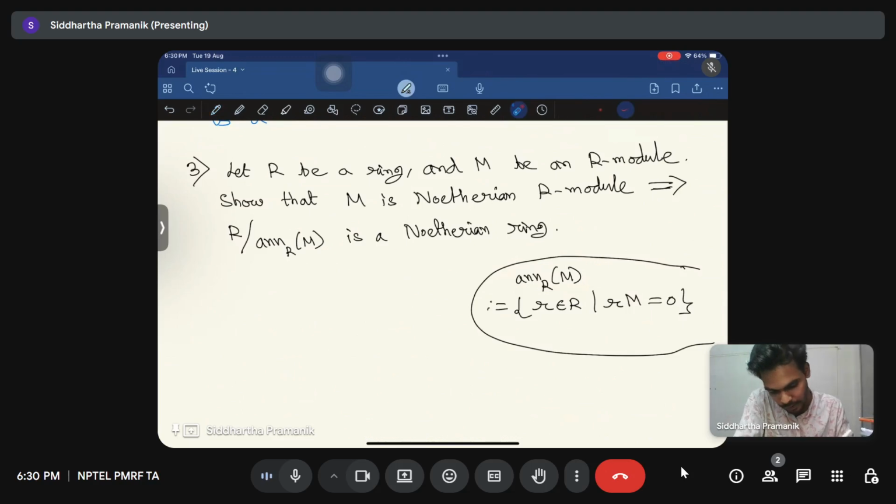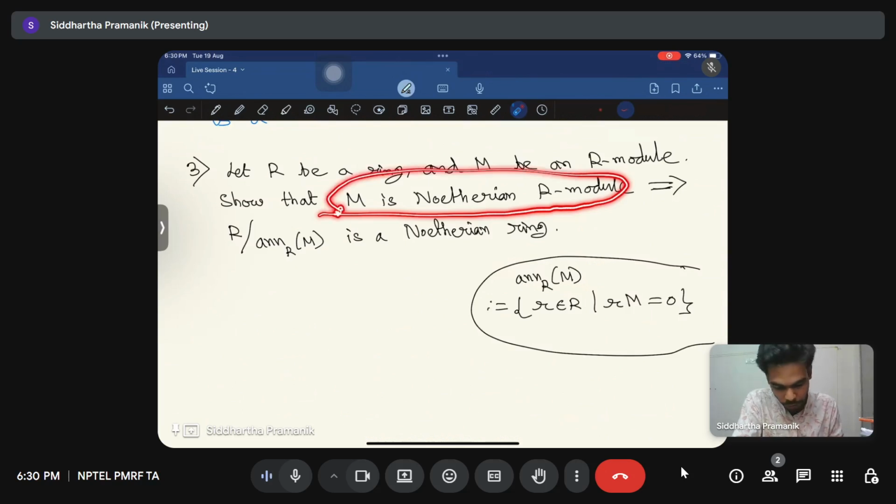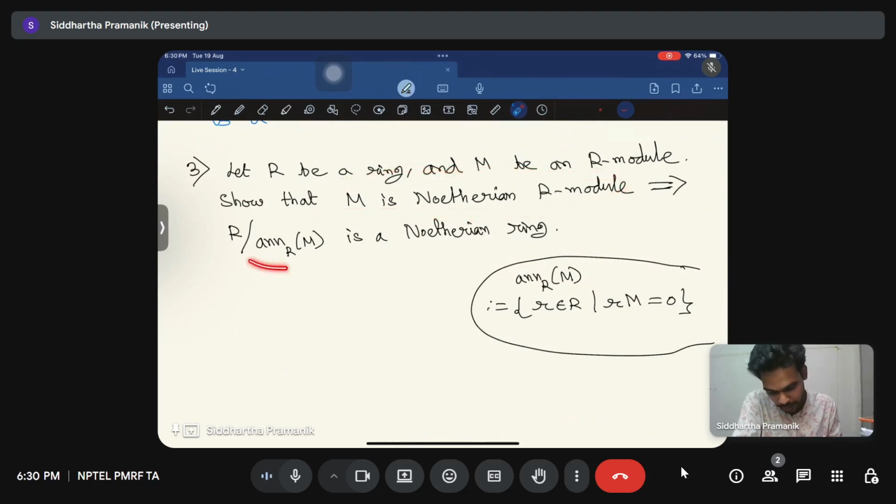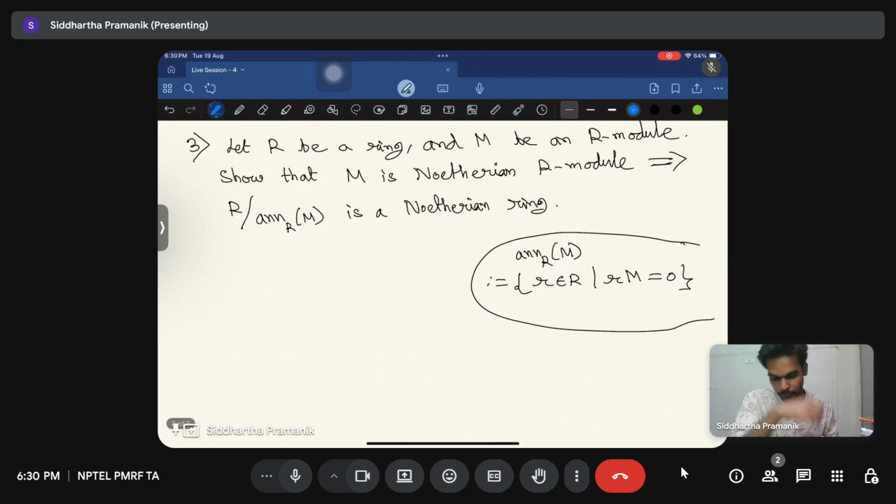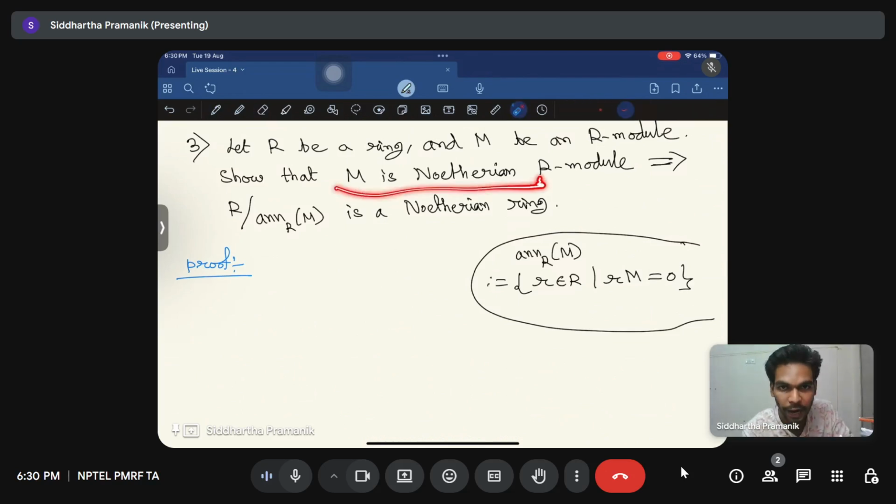So the problem is if we have a Noetherian module over a ring, then if we take the annihilator of that module and go modulo by that ideal, then we will get a Noetherian ring. So let's prove this. So how we will prove this? So first of all, since M is Noetherian, so M is finitely generated R module.